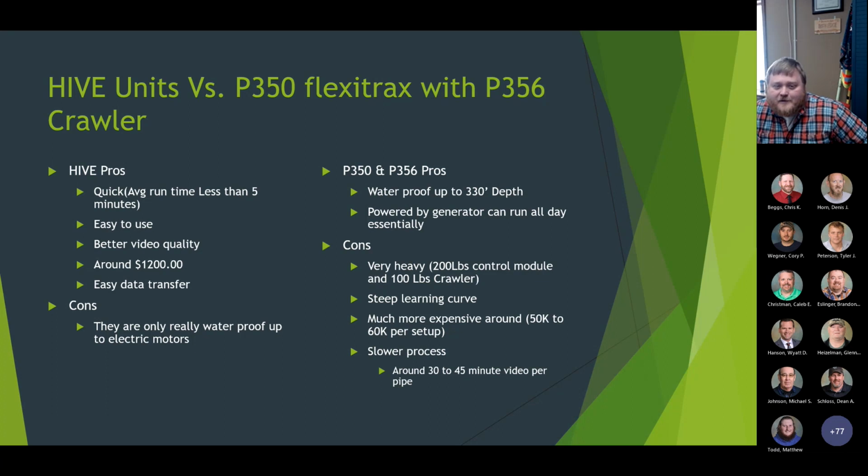The cons of it, it is a very heavy unit. The control module and generator is approximately 200 pounds. And the crawler, if it is set up with the dual tires and all that, can get up to 100 pounds. It is a steep learning curve on using it, so you've got to be a little more careful because it's also very expensive. That unit is around $50,000 to $60,000. So they don't really want you tipping it over and doing all that.